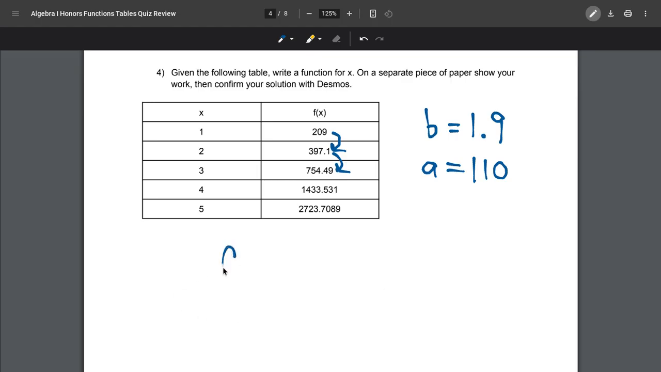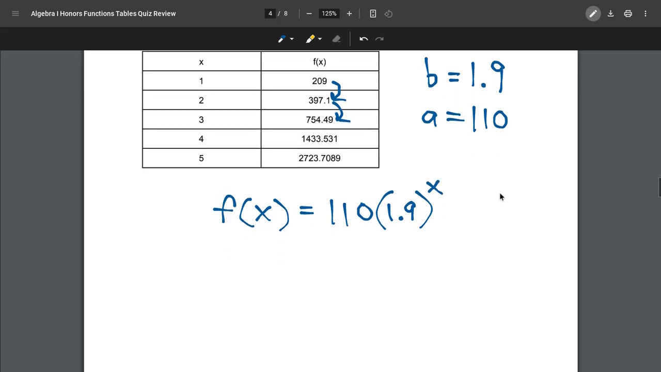So our function in this case becomes f of x equals 110 times 1.9 to the x power. And that's it for that one. Okay, let's keep going.